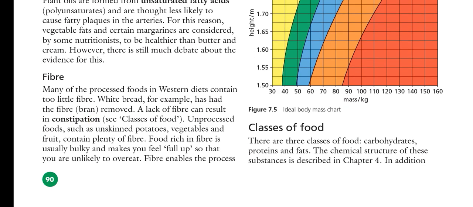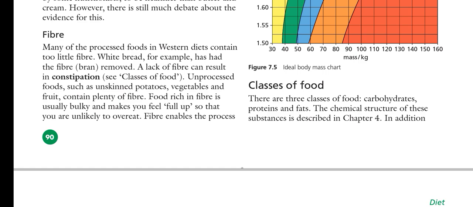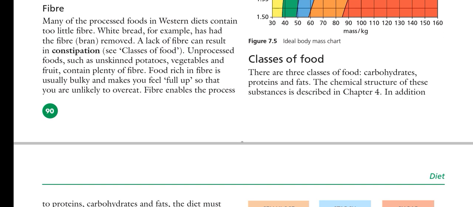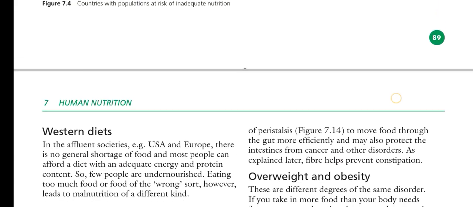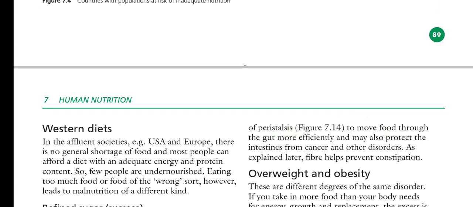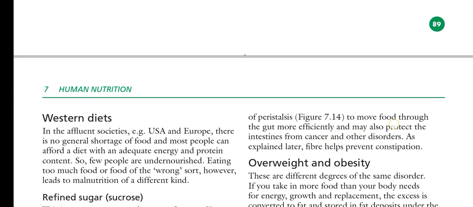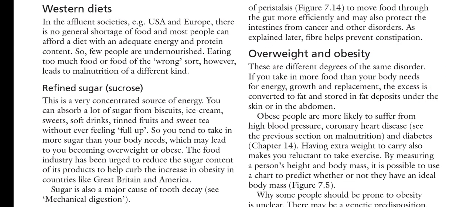White bread has had the fiber removed. A lack of fiber can result in constipation. Unprocessed food such as unskinned potatoes, vegetables, and fruit contain plenty of fiber. Food rich in fiber is usually bulky and makes you feel full up, which is called satiety. Fiber enables the process of peristalsis to move food through the gut more efficiently and may also protect the intestine from cancer and other disorders. Fiber helps prevent constipation.